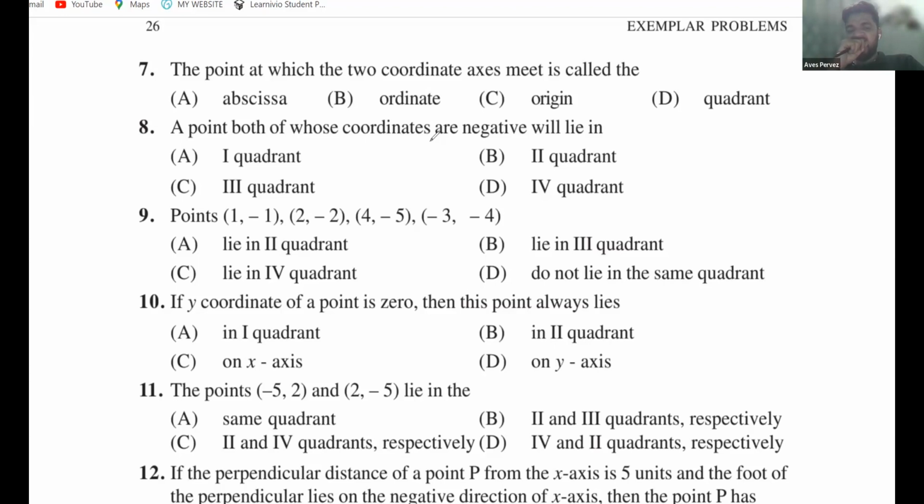The points with these coordinates will lie in the second quadrant, third quadrant, fourth quadrant, or do not lie in the same quadrant. Which one is the correct answer? Do not lie in the same quadrant. Because this one is going to lie in the third quadrant, and these three are going to lie in the fourth quadrant. Okay. Next, note it down in your copy.